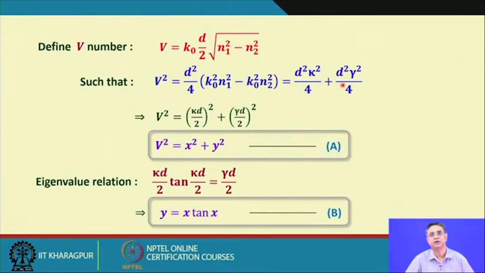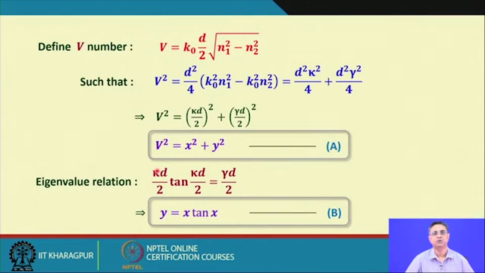You can see that you can write this equation as k d square by 4 and gamma d square by 2, because if you subtract one beta square and then add one beta square, this quantity will correspond to kappa, and the other quantity will correspond to gamma. So, that is why I have written this V square is equal to this. So, V square can be put into this form, and you can see that V square equal to x square plus y square, if you call this quantity equal to x and if you call this quantity equal to y. So, you can write this equation, which is the equation of a circle of radius v, and these are the equations which are the outcome of the eigenvalue equation.